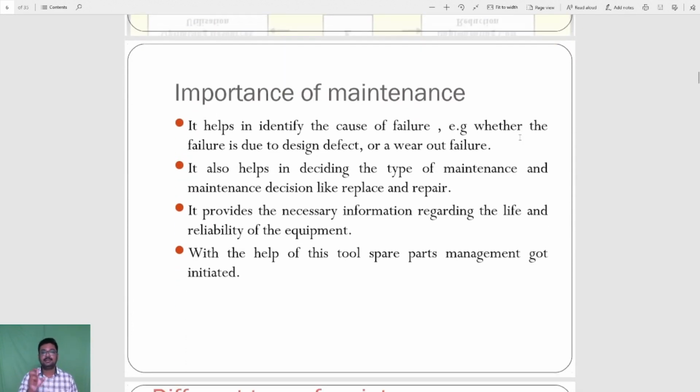Then, the importance of maintenance. The first thing is that it helps to identify the failure. The second thing is that it helps us to easily access the replacement and repair of the components.